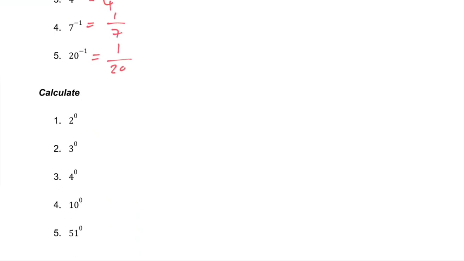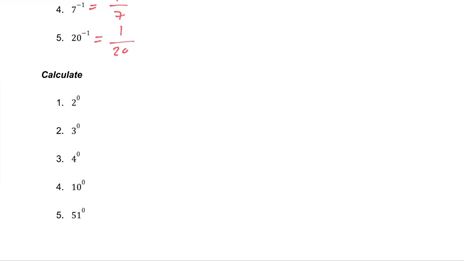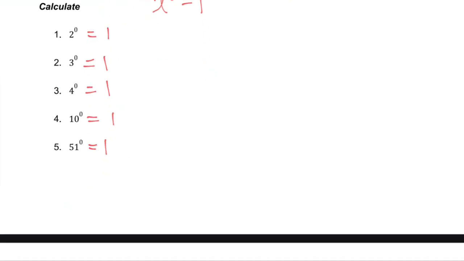Okay. So now let's have a look at these. So they're all to the power of 0. Remember what we said before, anything to the power of 0 is going to equal 1. So 2 to the power of 0, that's going to be 1. 3 to the power of 0, that's going to be 1. 4 to the power of 0, that's going to be 1. 10 to the power of 0, 1. 51 to the power of 0, again, that's going to be 1.